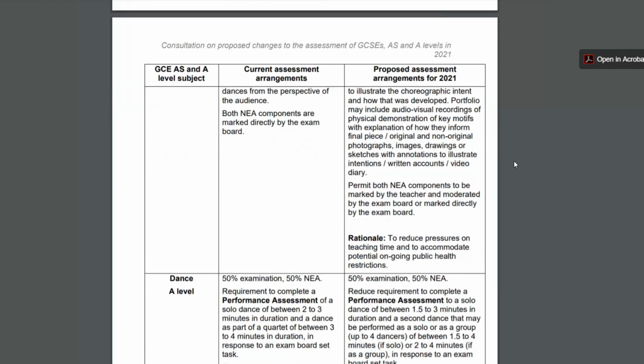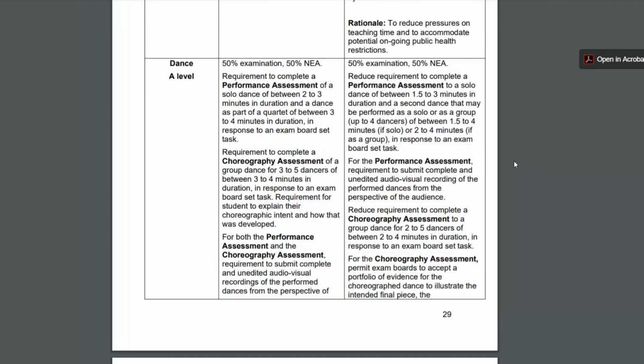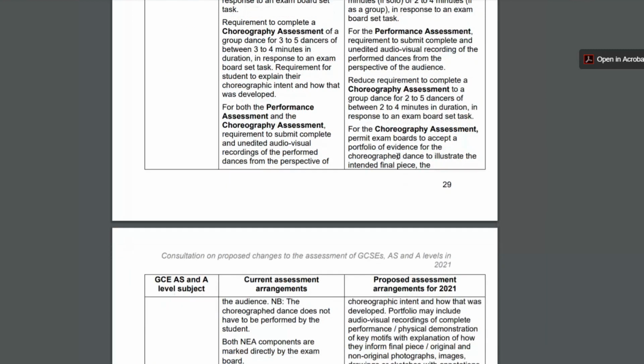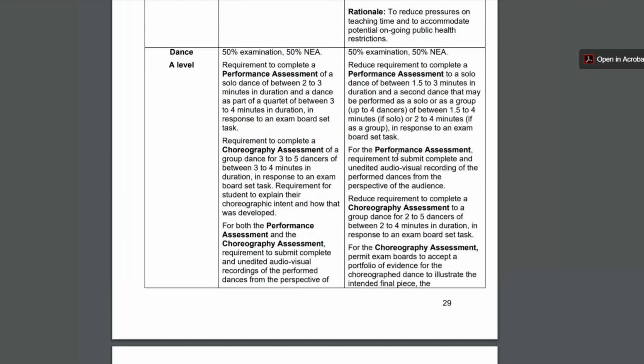Okay, so I definitely suggest that if you're doing dance AS or A level, because A level has a very similar thing, shrunk time with a lot more emphasis put on this portfolio, go and check out this document because you're going to experience a lot of change.